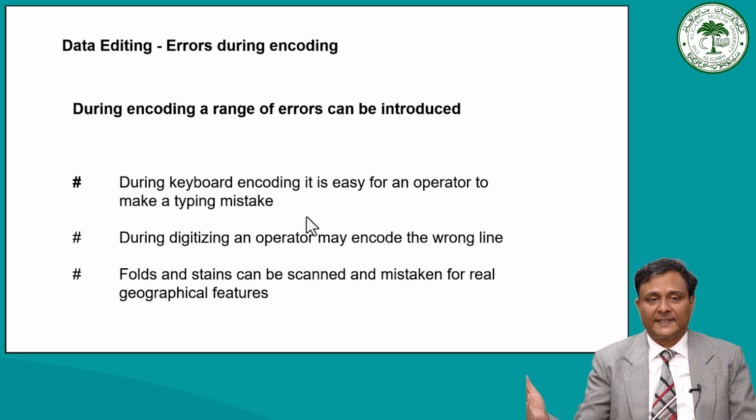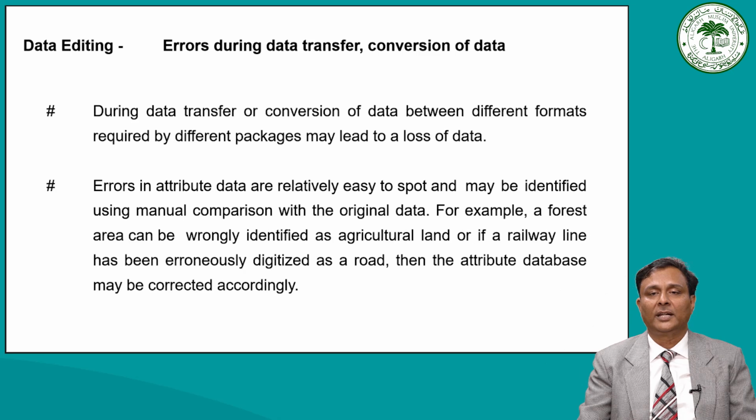Then if we are scanning the map, the folds and stains may come along with the scanning process, and when we convert it into spatial information, again some kind of errors will come. So my point here is that while encoding also there might be some error. Earlier we said that if there are errors in the source information, or if we are encoding it, transferring the data into spatial information, there also errors may come. So error can also occur during data transfer or conversion of data, as I have mentioned earlier also.